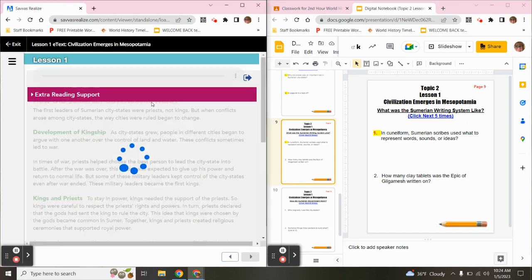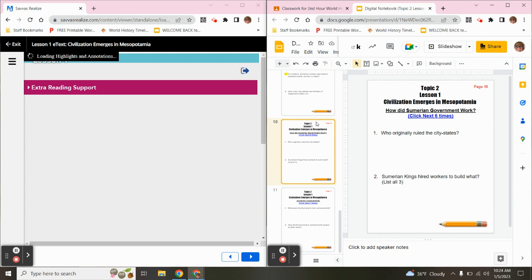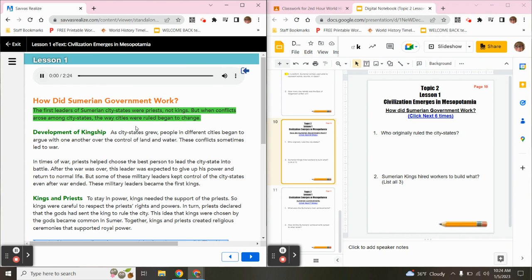Let's turn the page. We're moving on to the next page in the e-text and moving on to page 10 in your digital notebook. How did Sumerian government work? The first leaders of Sumerian city-states were priests, not kings. But when conflicts arose among city-states, the way cities were ruled began to change. Number 1, who originally ruled the city-states? Hint, it was not kings. You'll find that answer in these 2 green highlighted sentences.